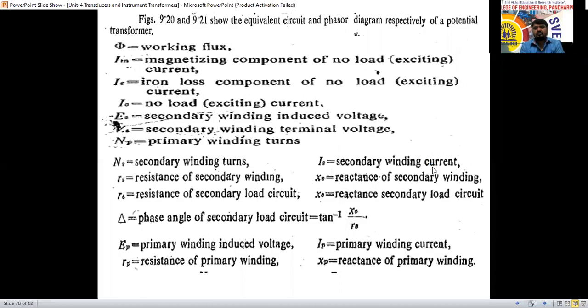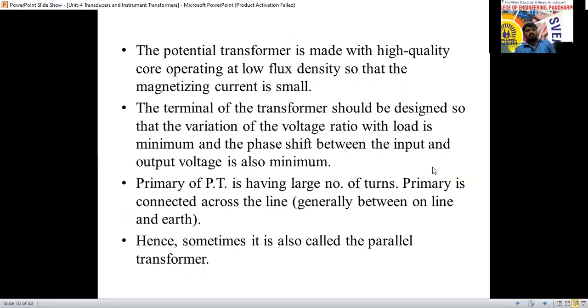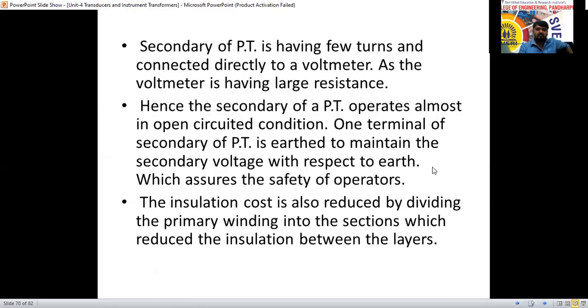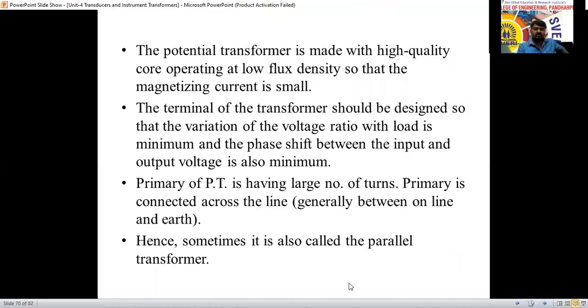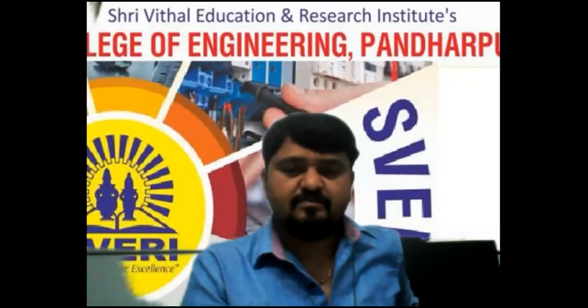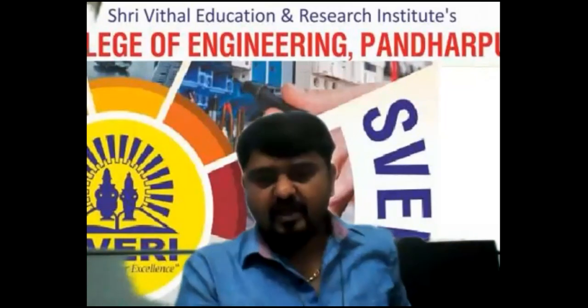Hardly 2 classes, or maximum 3 classes, will be needed to finish this chapter. For the 5th unit, 4 hours is enough. For the 6th unit, 2 hours are enough. According to that, 4 plus 2 is 6, 6 plus 3, hardly 9 lectures are required. We'll plan accordingly.